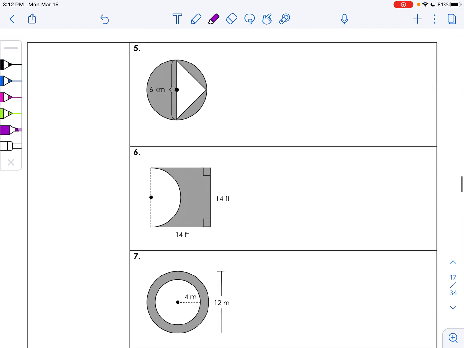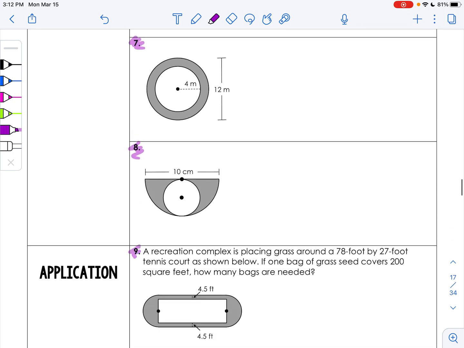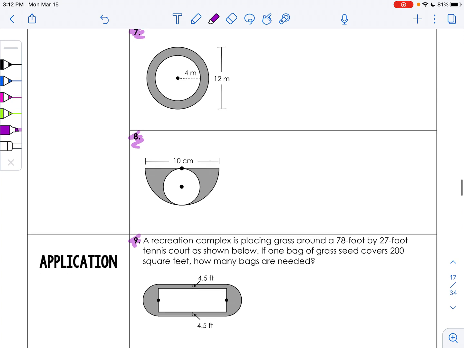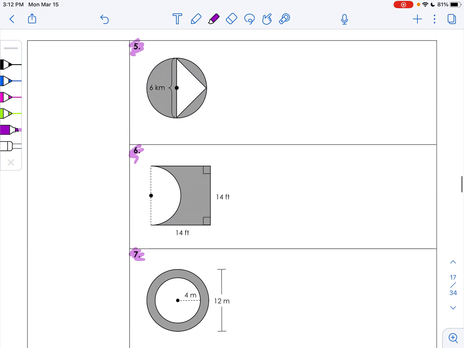On the next page, if you will highlight 5, 6, 7, 8, and 9, and remember on 6, you have a semicircle, so remember that's just going to be the area of your circle divided by 2.